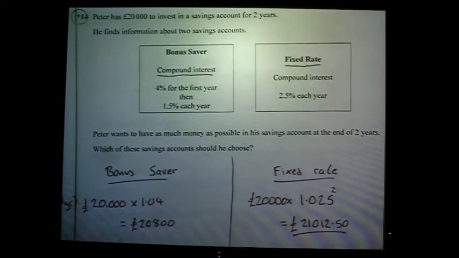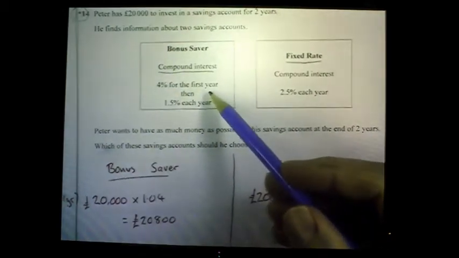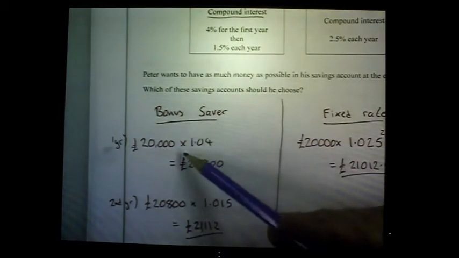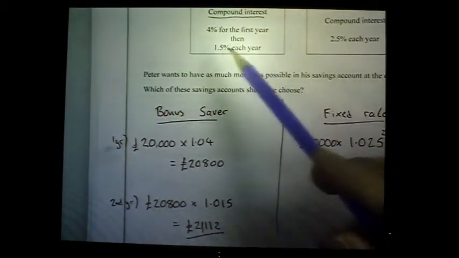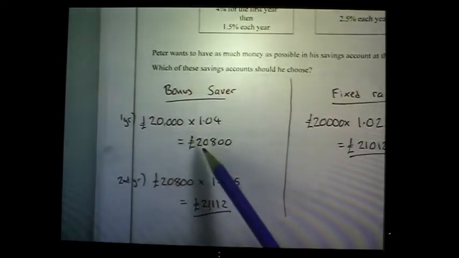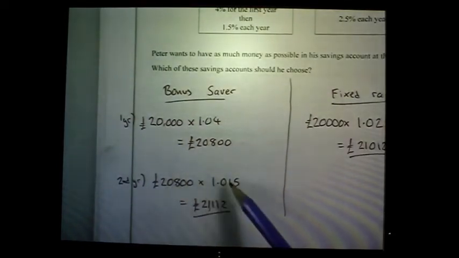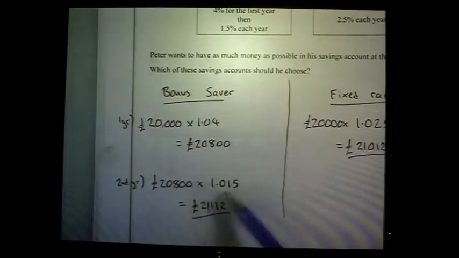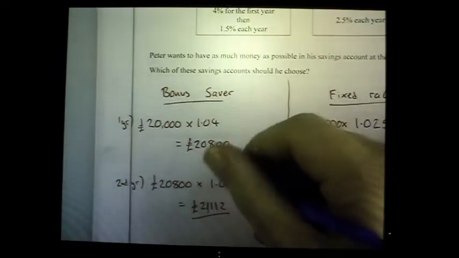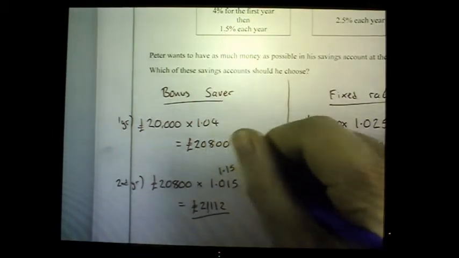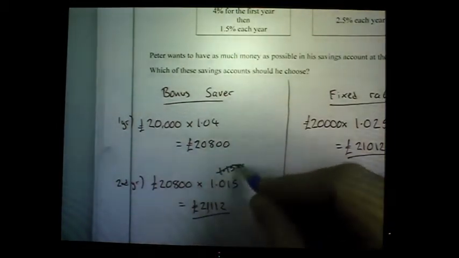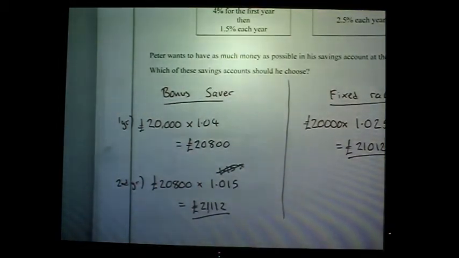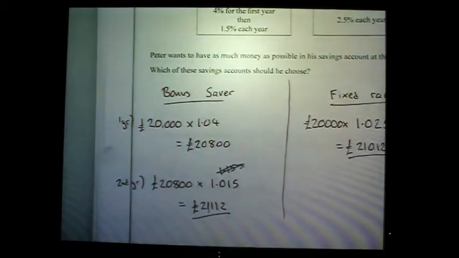So let's have a look. So £20,000, let's increase it by 4% for the first year. So I've done that, and you increase by 4% by multiplying by 1.04, which gives you that. And for the second year, it's 1.5%, so I've done my £20,800 times 1.015, that's how to increase by 1.5%. A lot of people were writing 1.15 there. That is wrong, because that's increasing by 15%. So be really careful, please. And that's my final answer there, 21,112. You've got yourself 2 marks just for doing that.